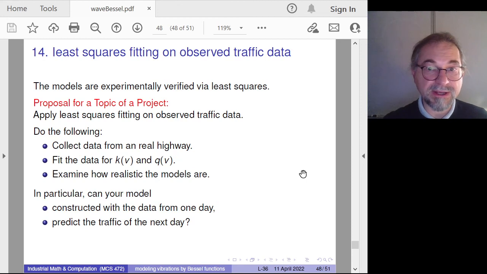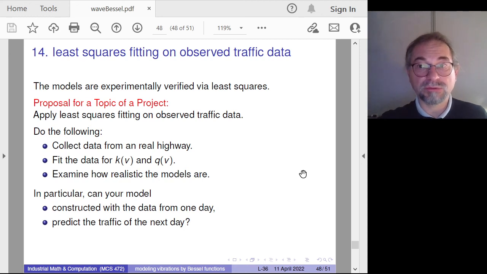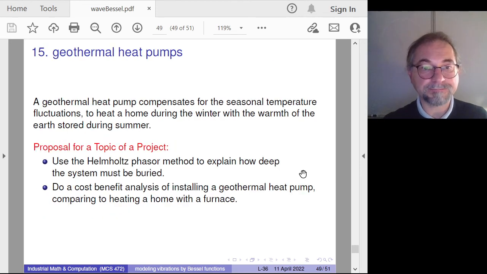Least squares fitting again. There are various models for traffic flow. We've seen the Greenshields model. Is this a good model? The relations that we've seen there, can we fit them? Especially, can you determine the free traffic speed and the jam density?